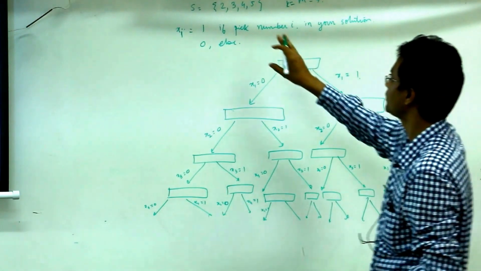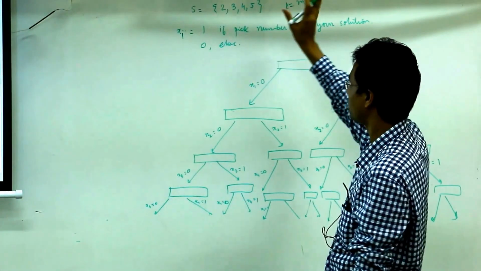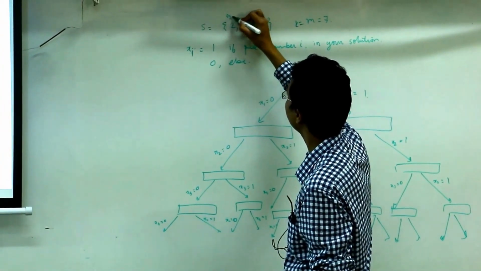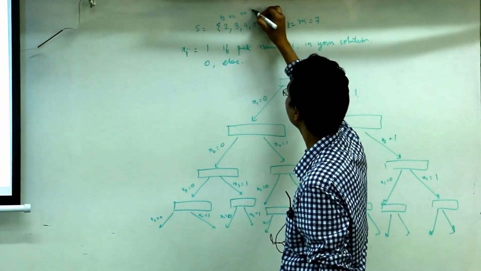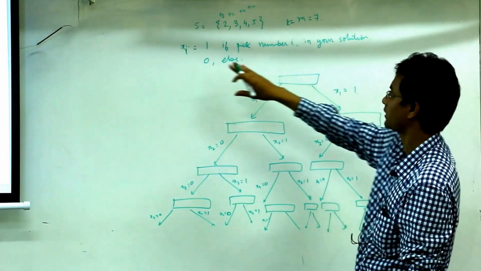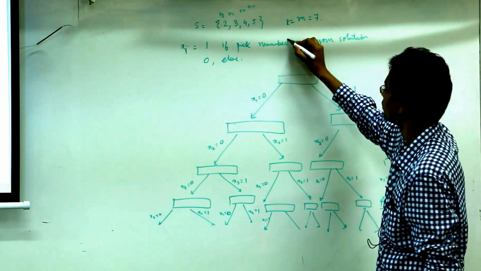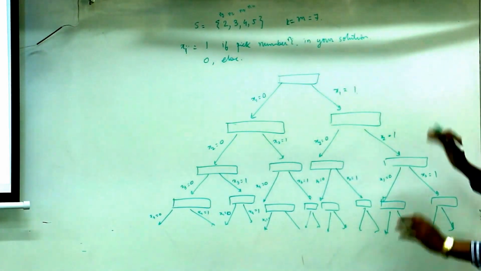Okay, so what we have done is, we have sorted the numbers in a non-decreasing order. So this is now n1, n2, n3 and n4, and we have set these variables xi equal to 1 if you pick ni in your solution, and 0 otherwise, right?